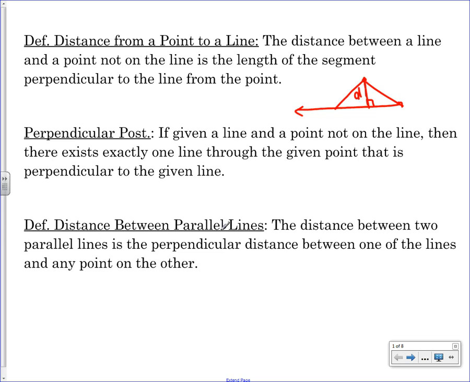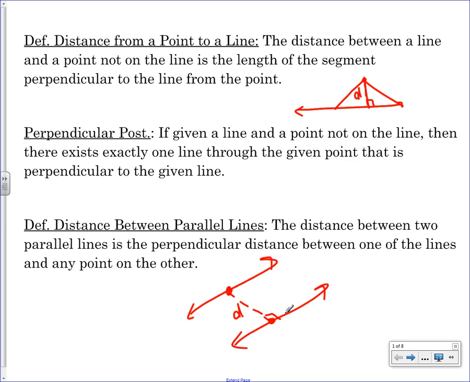Distance between parallel lines, same concept, but the distance between two parallel lines is the perpendicular distance between one of the lines and any point on the other. So if I have two parallel lines, and I know they're parallel, either know their slopes are the same or they have the little arrows on them or something, I pick a point on this line anywhere I want. Doesn't matter. Pick any point. And then I would find the perpendicular, and this is the distance. That will make more sense when we do an example.